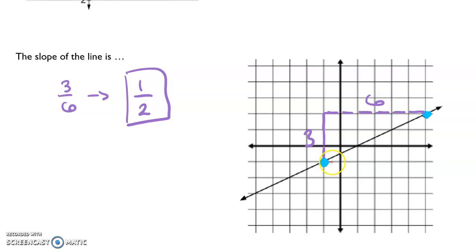If we had gone the other way first, gone right 1, 2, 3, 4, 5, 6, that's still a +6, and then 1, 2, +3 up, it's still 3 over 6, which is 1 over 2. That means if I went up 1, right 2, guess what? I would have been on the line still. That's the key. That is exactly what slope is telling us, and we're going to spend a lot of time in Chapter 5 on this idea.